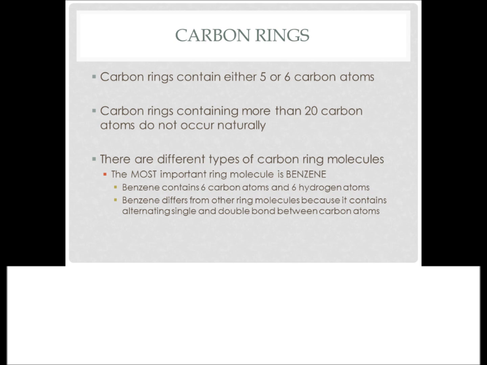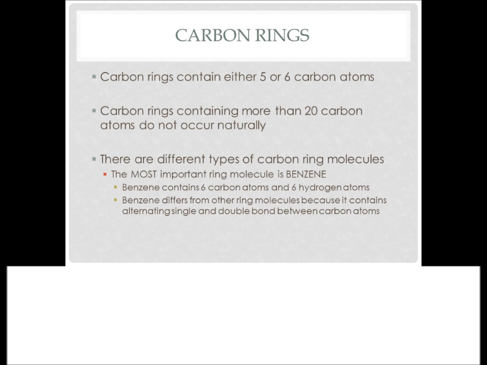Also, the next shape of carbon molecules can be rings. Now, carbon rings can either contain 5 to 6 carbon atoms. However, you will not see a carbon ring occurring naturally that has more than 20 carbon atoms. That does not occur. There are many different types of carbon ring molecules. However, the most important ring molecule is known as benzene. Now, benzene is found in almost everything. In fact, an isomer of the benzene ring is found in the vanilla beans that you would get from the vanilla plant, and that would give flavoring for ice cream.